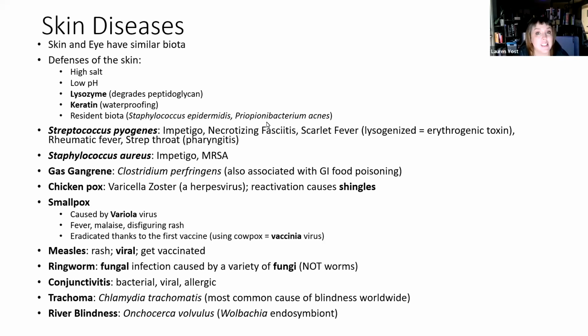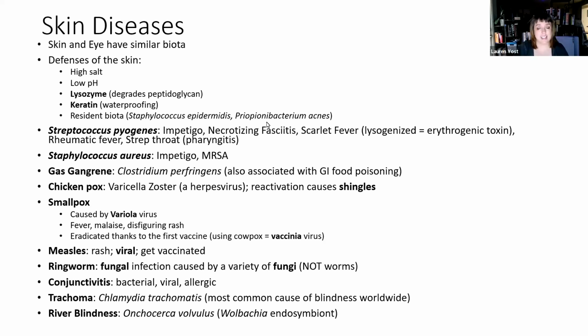Okay, so the defenses of the skin, we have high salt of the skin, low pH, so it's a little acidic, and the presence of lysozyme. Remember, that is an enzyme that degrades peptidoglycan, which is the molecule that makes up bacterial cell walls. It has the presence of keratin, which is a waterproofing protein, kind of sealing everything up.